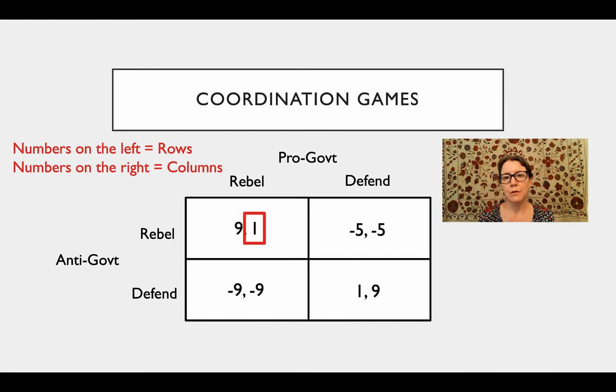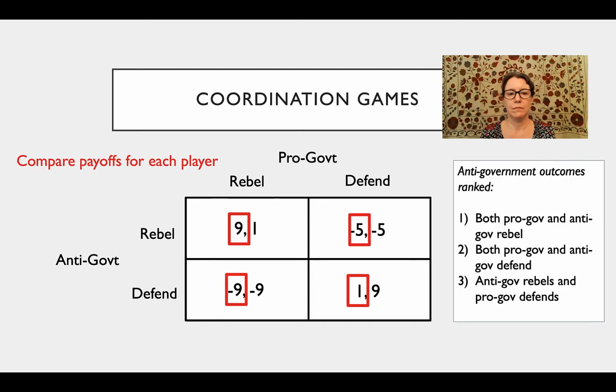Again, these numbers are really meant symbolically. There's no like, oh, pro-government actor, here, you get 1, rebel, you get 9. They're meant to convey relative preferences and relative wins and losses. So what you do to read this table is compare the payoffs for each player. Here, I've circled the payoffs to anti-government forces. Again, the first number in the number pair. And you can see here, 9 is bigger than 1, is bigger than -5, which is bigger than -9.